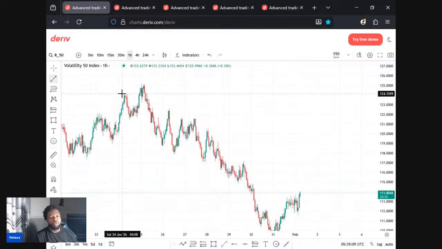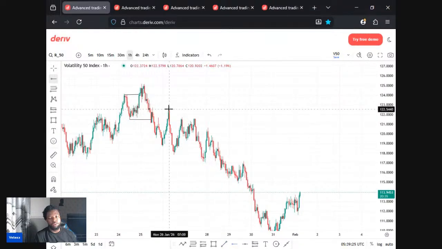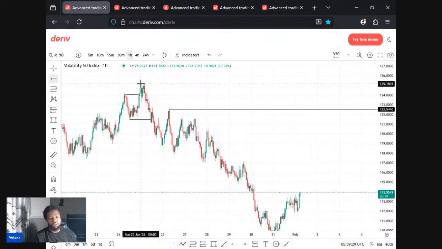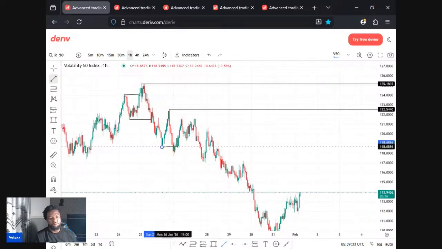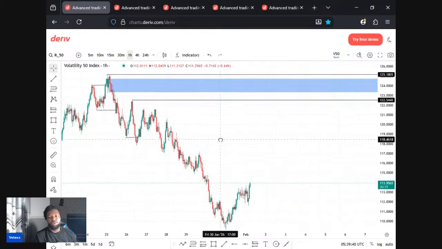So we have our sweep of liquidity. We have our first break of structure. Price retraces 50% to give us structural liquidity, which is here. This is our protected high, and this is our second break of structure. This is our POI.